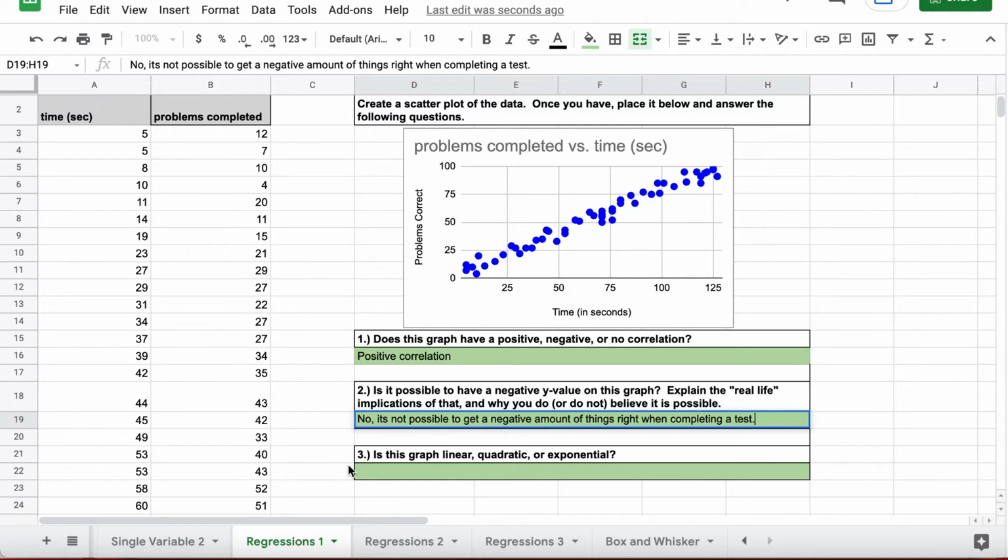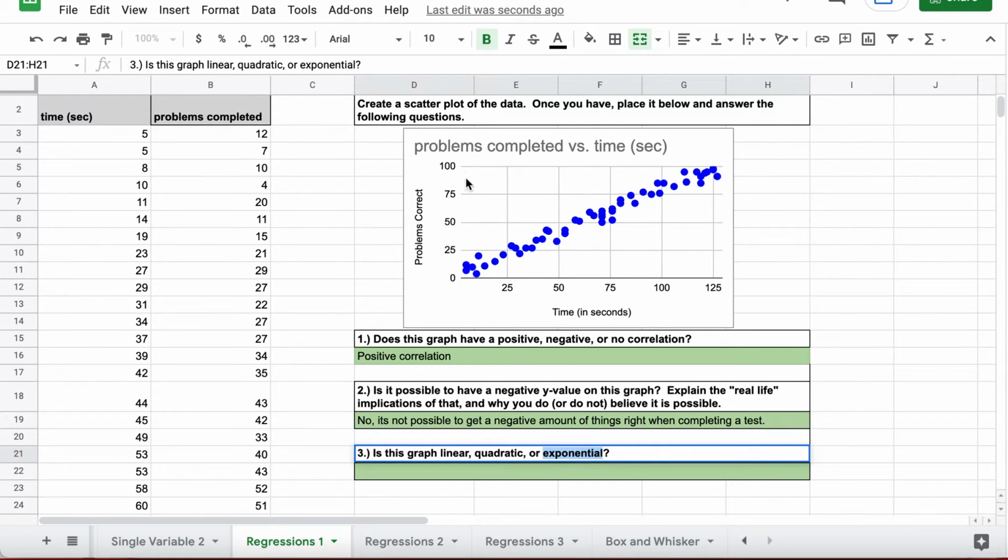The final piece of this is going back to your very first days in Algebra 2. So is this graph linear, quadratic, or exponential? What you're looking for is, do you recognize the different shapes? So in case you forgot, a linear graph means it looks like a line. That's why the word linear has a line in it. Quadratic would be that U-shaped graph. And exponential would be more of like an L-shaped graph.